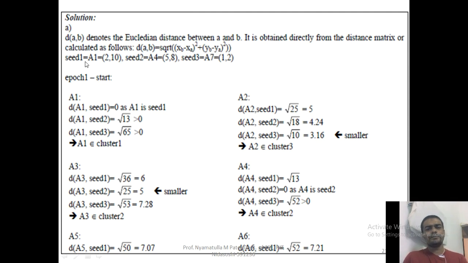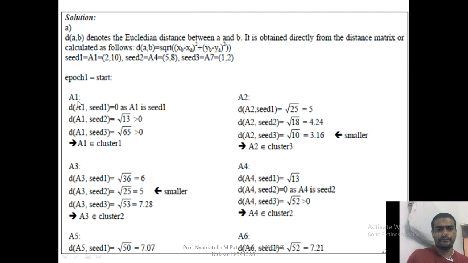So what are the initial points given here? Seed 1 is A1, seed 2 is A4, and seed 3 is A7. What are the values of seed A1? 2, 10. What are the values of seed 2, A4? 5, 8. What are the values of seed A7? 1, 2. Let us start the first iteration.